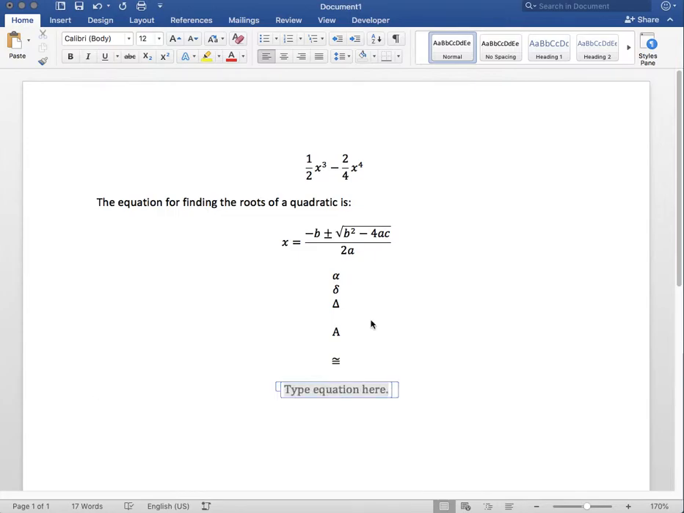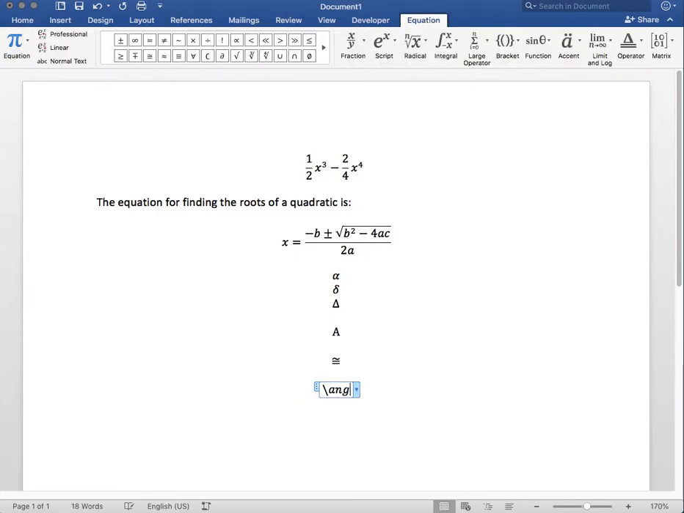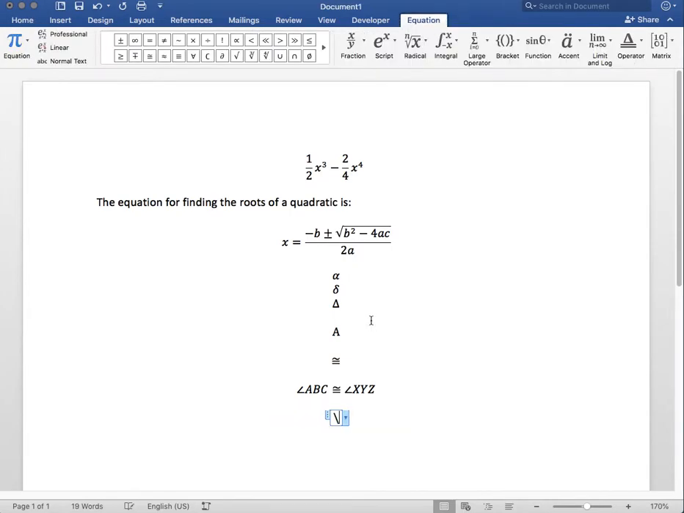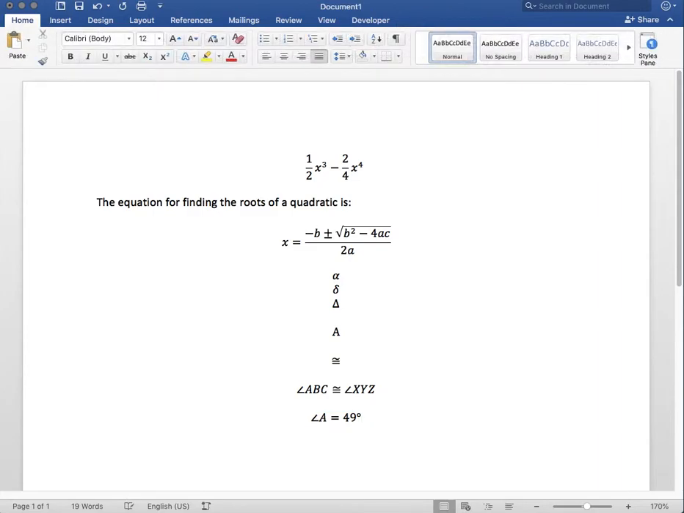If I'm typing up something in geometry, backslash angle A-B-C, backslash C-O-N-G, I hit space to convert it, backslash angle, space to convert it, X-Y-Z, so I have angle A-B-C is congruent to angle X-Y-Z. Angle A is equal to 49 backslash degree. So you can pretty much guess your way to many of the symbols.